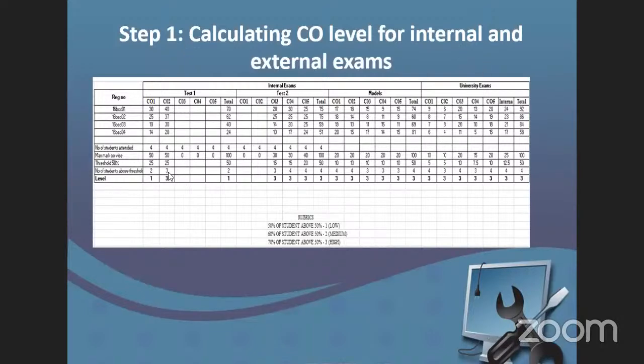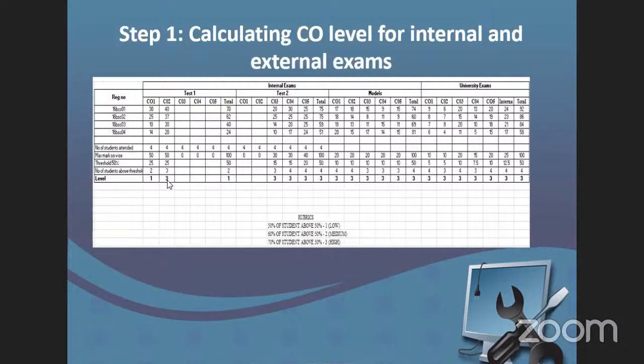25 and 30. These two register numbers only have got above 50. So count is 2. Threshold is 1. Is there anybody who got 60% and above? There is no 60% and above.